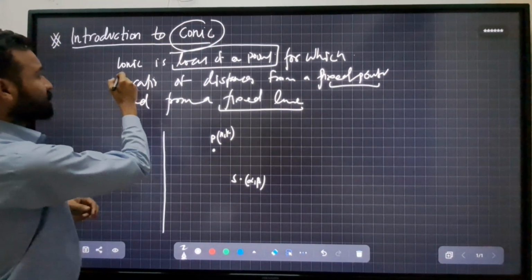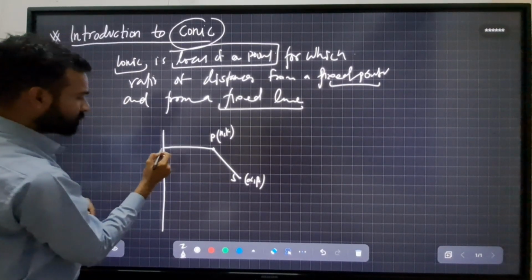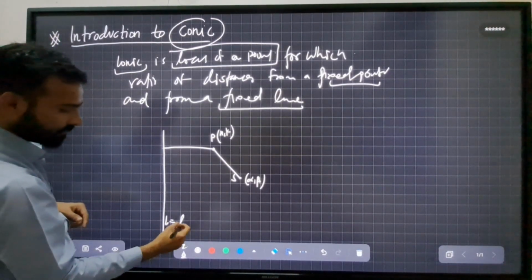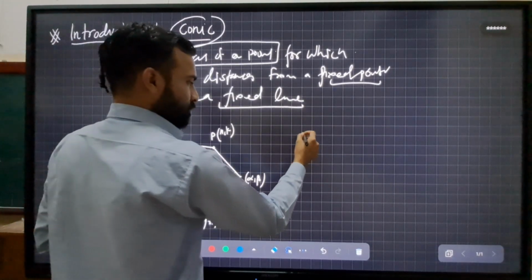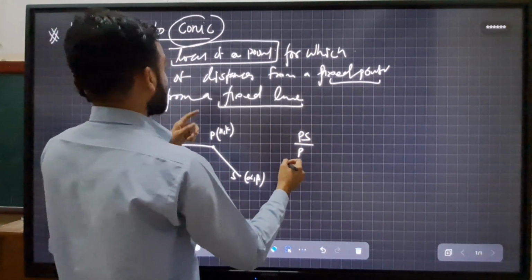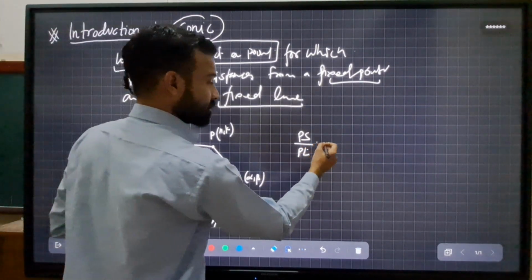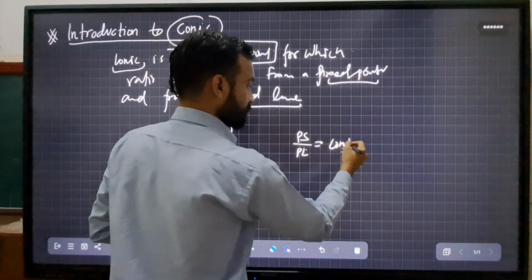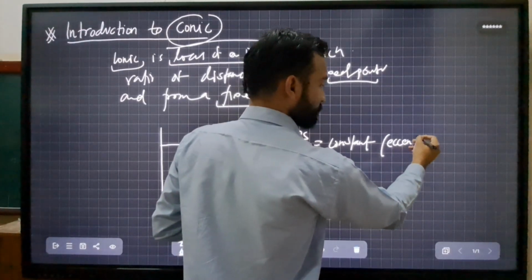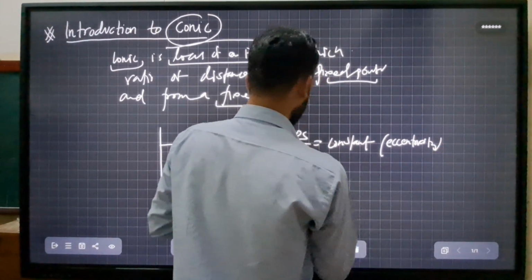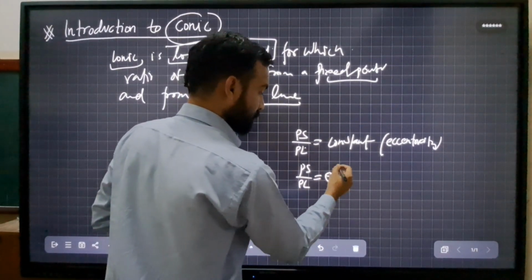What is a conic? Conic is a locus of this point, where the ratio of distances from P to S and P to this line L, right? So I am taking a line L, that is lx plus my plus n. So the ratio of distances from the point P to this point S and this line is a constant. Where the constant value is called eccentricity. So I will denote this eccentricity by e. So PS by PL is equal to e.